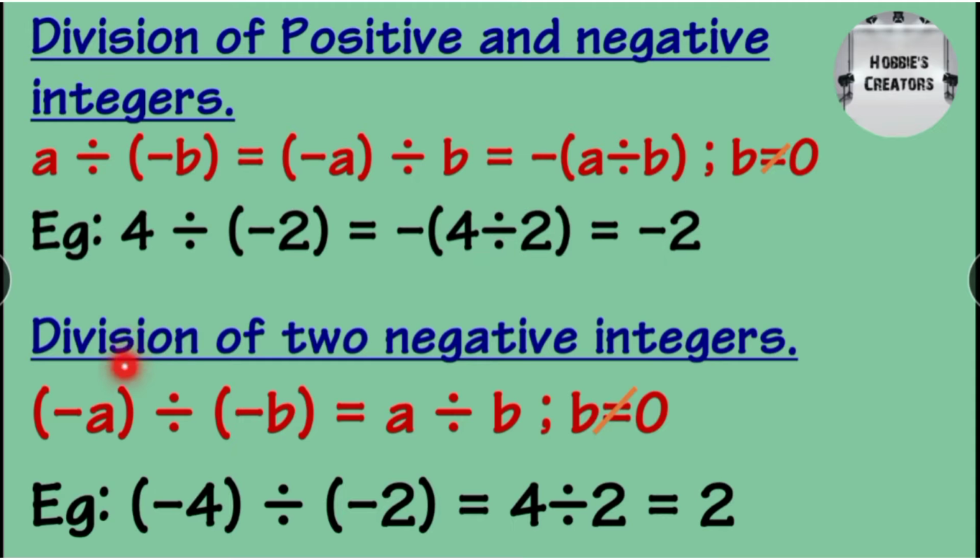Next, division of two negative integers. See, minus a divided by minus b, we get a positive, right? Divided by two negative integers, we get a positive integer. So a divided by b, but in this case b is not equal to 0. So see here, minus 4 divided by minus 2, we get 4 divided by 2. So 4 divided by 2 is nothing but 2 here. I hope you understand this.